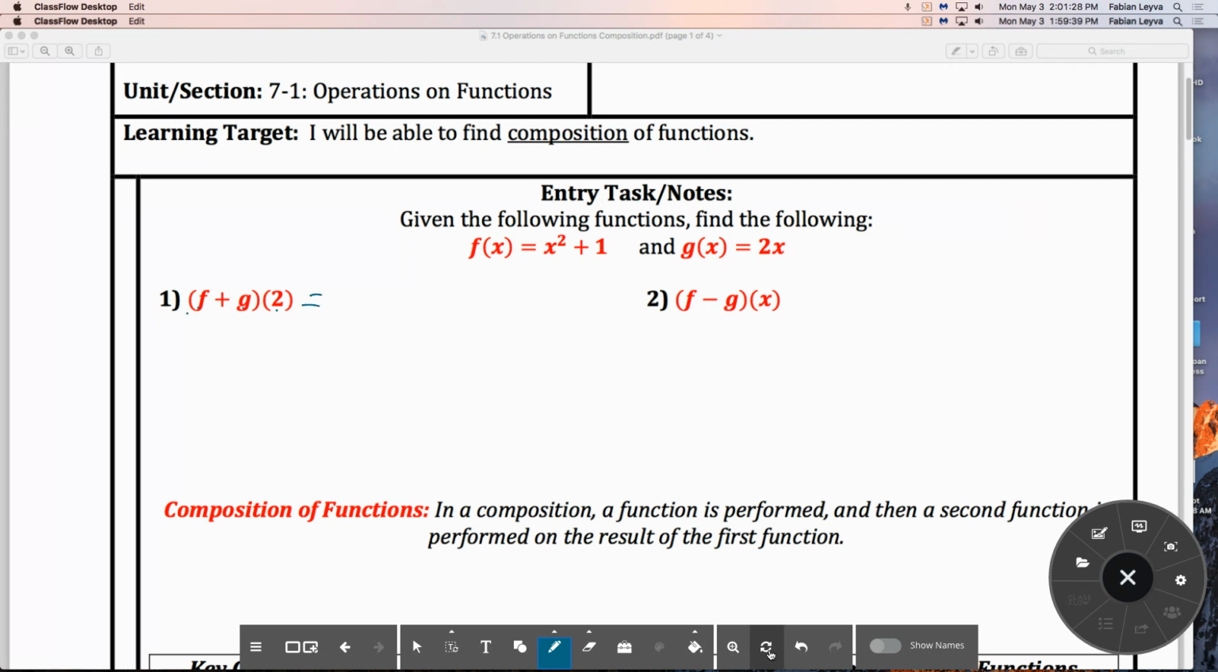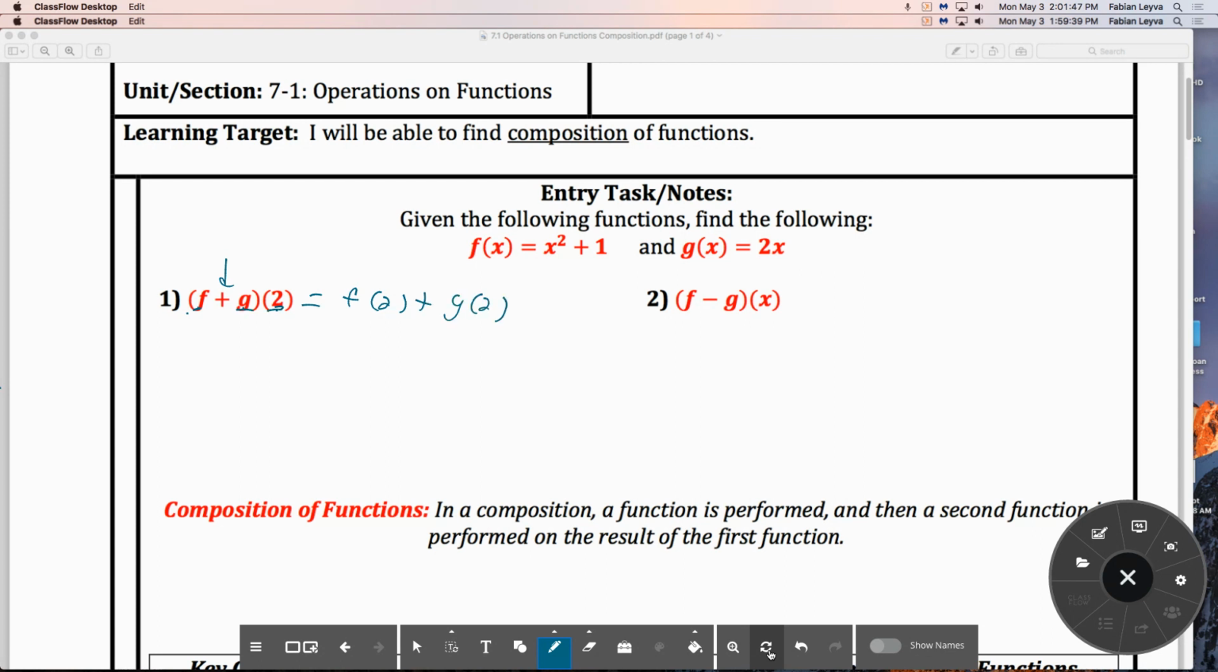Now for some reason that doesn't make sense to me. I like to do it the common sense way. The way I like to analyze what this is telling me to do is I take that f function and I input a 2. So I'm going to find f of 2, and then I'm going to add it, because that middle operation is telling me to add, to g of 2.